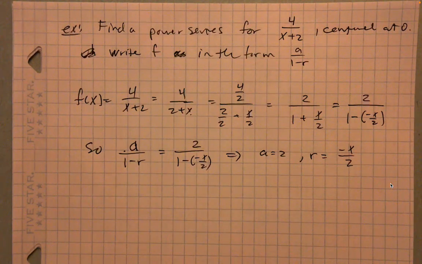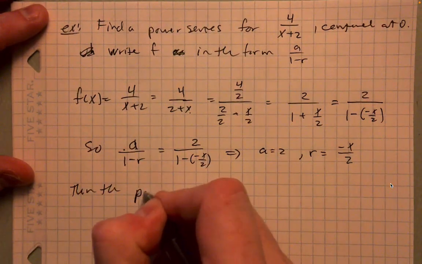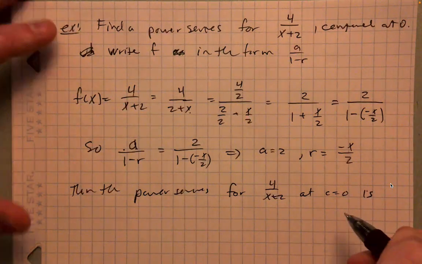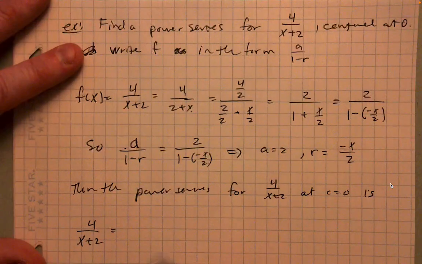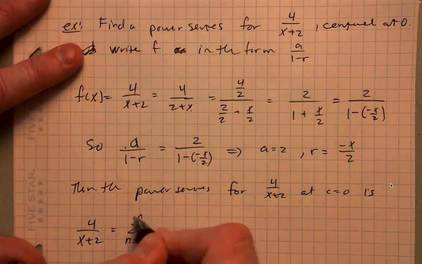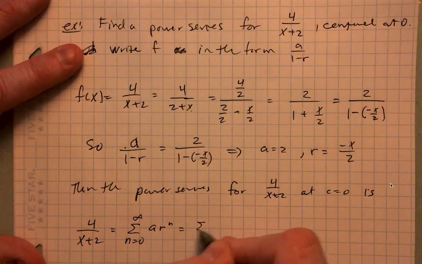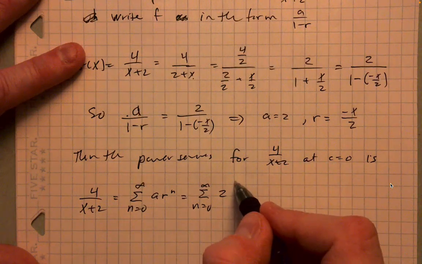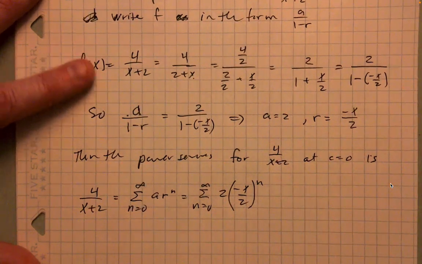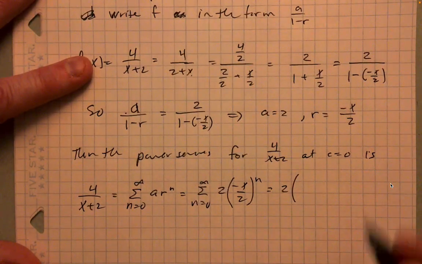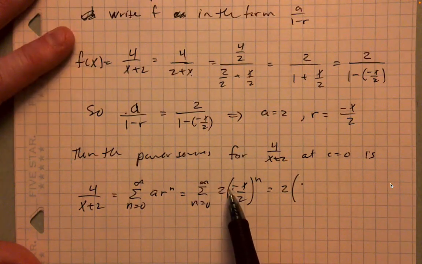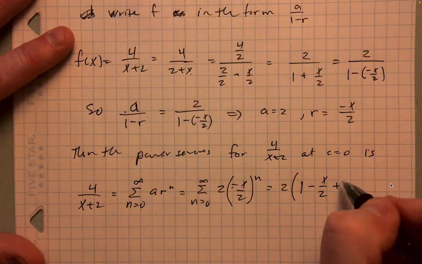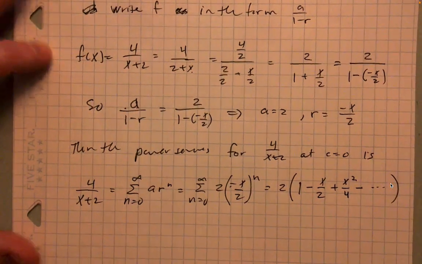Okay, perfect. And so then the power series for 4 over x plus 2 at c equals 0 is, well, we can just write it out here: 4 over x plus 2 equals the sum from n equals 0 up to infinity, and this is again just a times r to the n. Here we're going to have a 2, that's our a, and then r is negative x over 2 raised to the nth power. And we can see this is 2, and then this is going to alternate, since you got the negative in there. So it'll be positive initially, and then negative: 1 minus x over 2 plus x squared over 4 minus dot dot dot. See how it goes. Perfect.